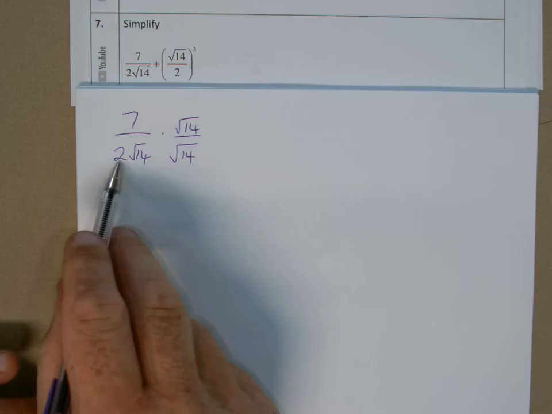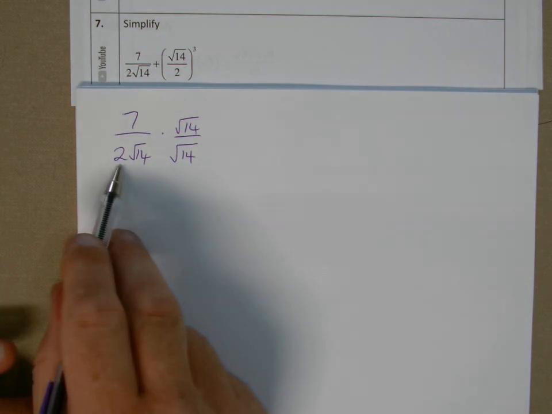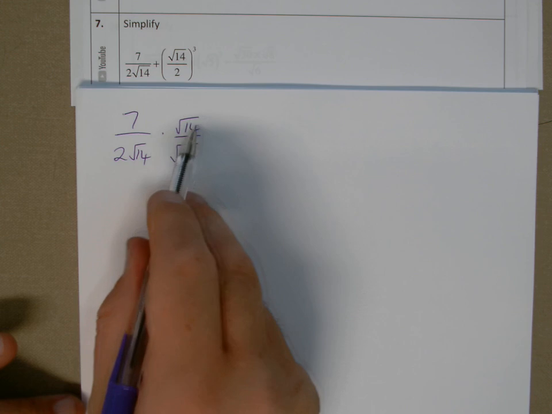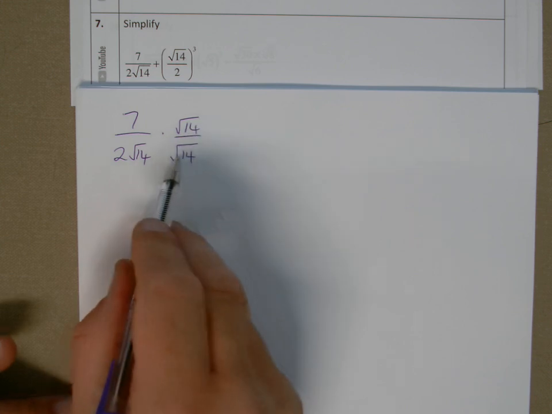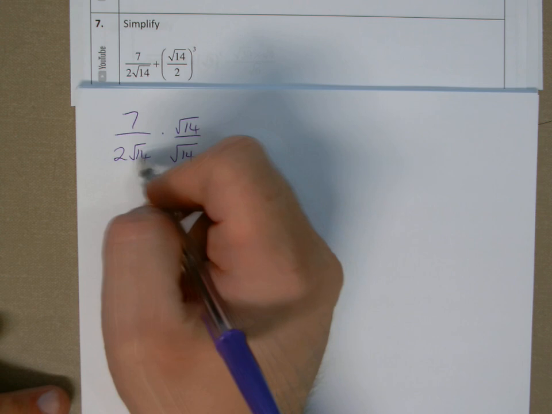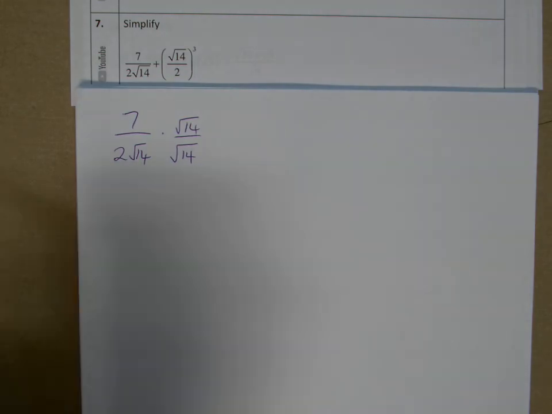Now don't worry that there's a 2 there, that doesn't make any difference. In fact, I could have timesed the top by 2 square root of 14, as long as I also had a 2 root 14 divided by it. There's no need to do that, because it doesn't have any effect, they'll just cancel out. So it's just the root I'm interested in, by timesing top and bottom.